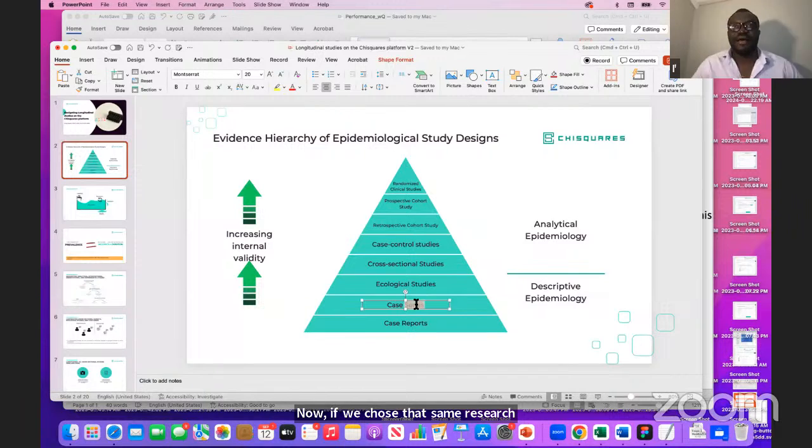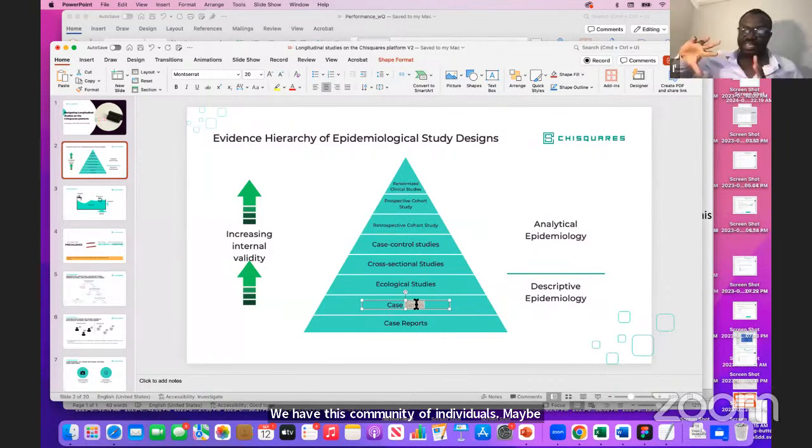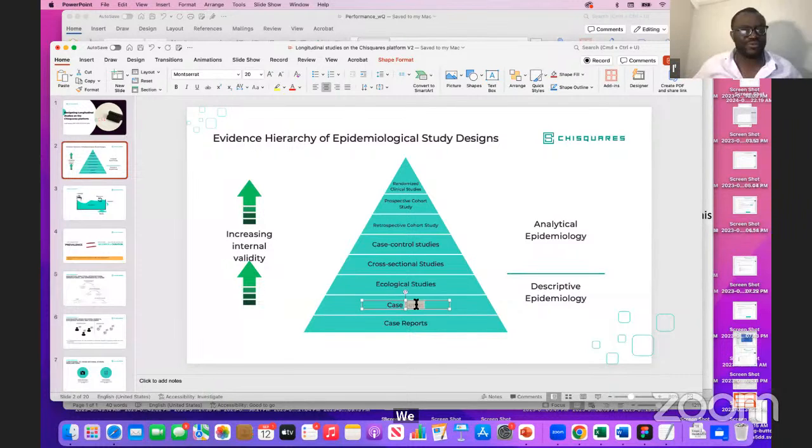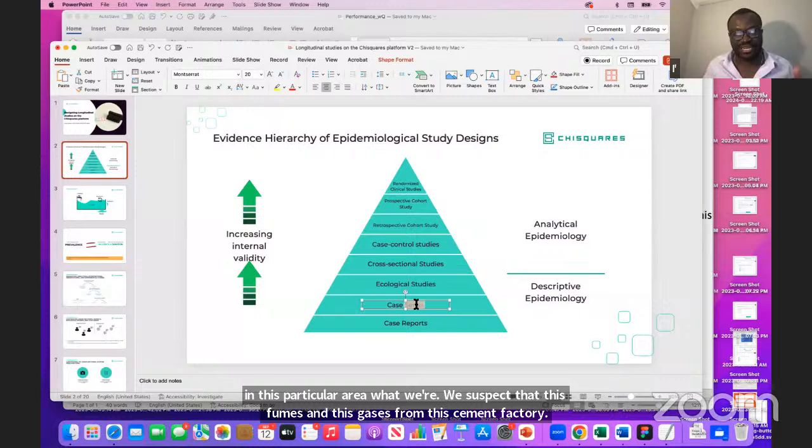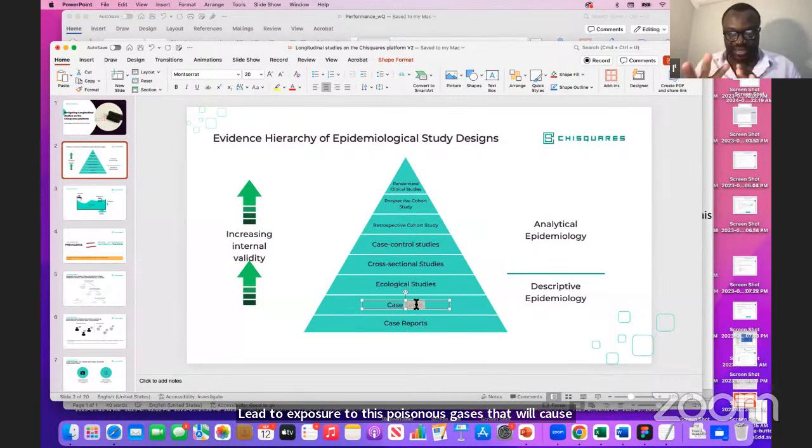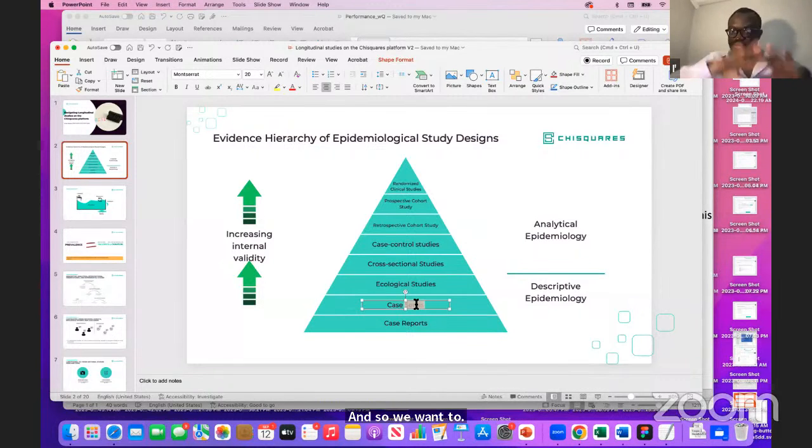We say, all right, we have this community of individuals. Maybe we have a cement factory near our house or in this particular area. We suspect that the fumes and gases from this cement factory lead to exposure to poisonous gases that will cause cancer. And so we want to gather all those individuals who live within a 10-mile radius of that factory. And then we want to go to a whole different community that lives extremely far away.